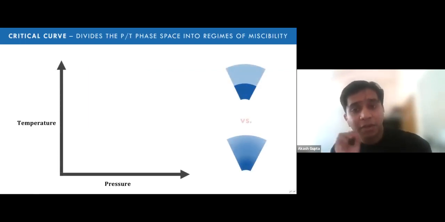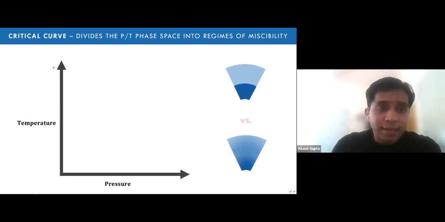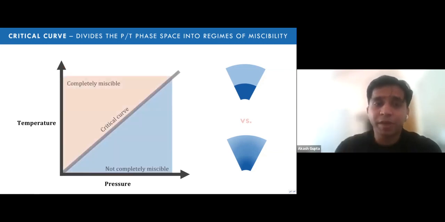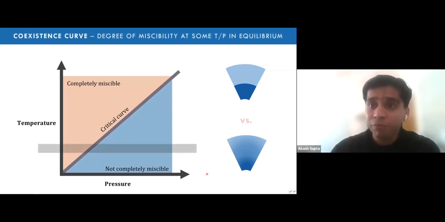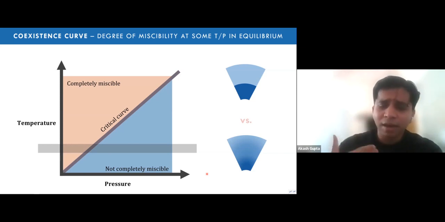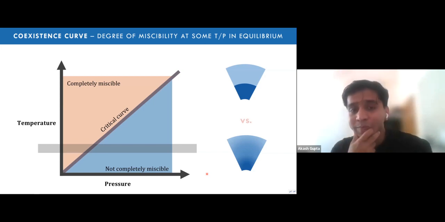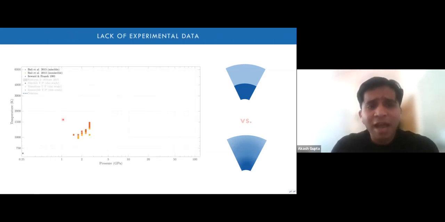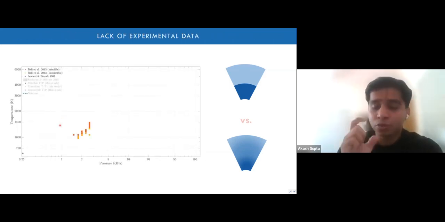Now, the idea behind the critical curve is this: in this temperature-pressure space, the critical curve is basically what divides this pressure space into regions where hydrogen and water will be completely miscible and where they will not be. The coexistence curve goes a step further and helps quantify the degree of miscibility of hydrogen and water into each other. And as I was mentioning before, the issue is that we have a lack of experimental data today to figure out what this critical curve looks like for the hydrogen-water system.